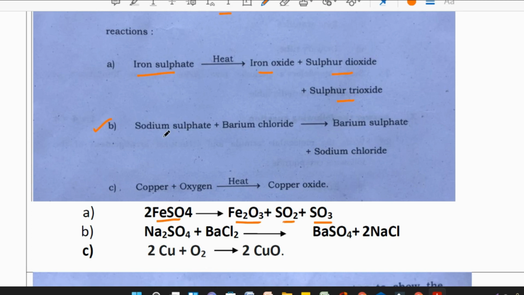We'll see B now. Sodium sulfate plus barium chloride gives barium sulfate plus sodium chloride. Na2SO4 is sodium sulfate. Barium chloride is BaCl2 gives rise to barium sulfate BaSO4 plus sodium chloride 2NaCl. Copper plus oxygen gives copper oxide 2CuO.